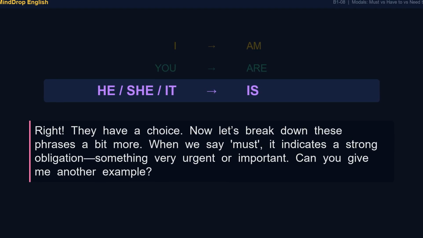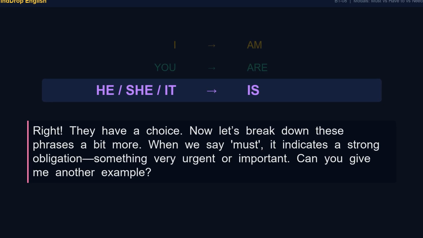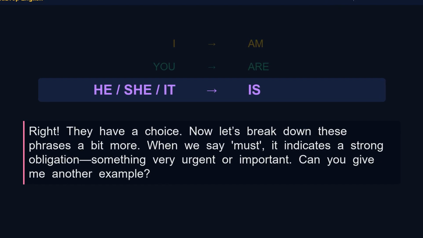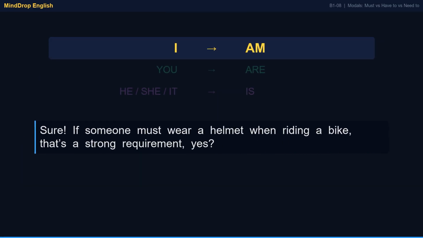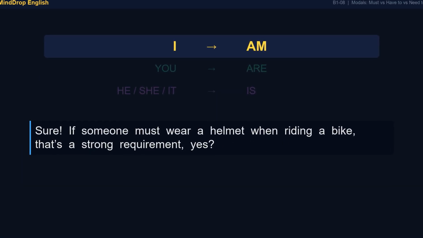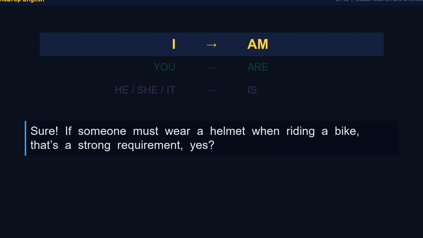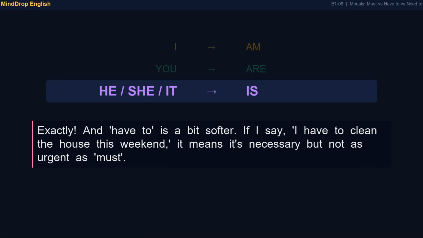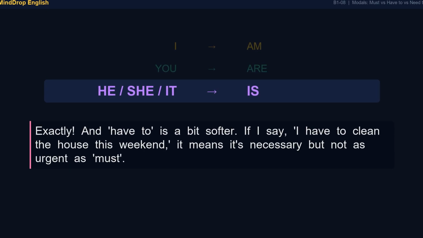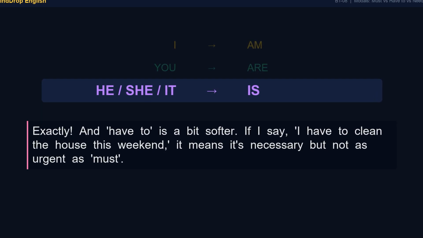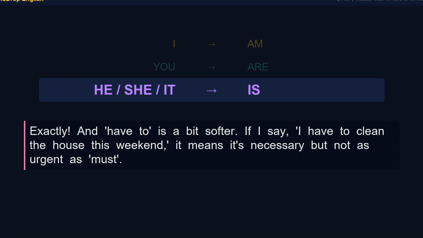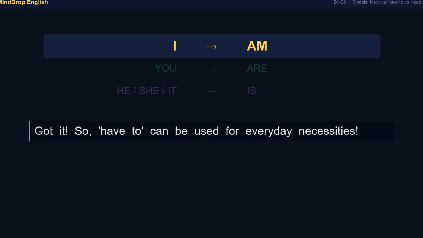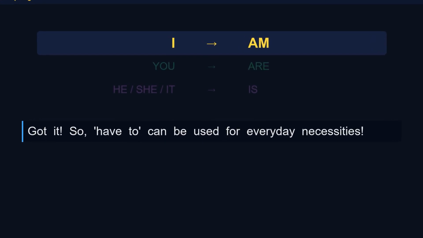When we say must, it indicates a strong obligation, something very urgent or important. Can you give me another example? Sure. If someone must wear a helmet when riding a bike, that's a strong requirement, yes. Exactly. And have to is a bit softer. If I say, I have to clean the house this weekend, it means it's necessary but not as urgent as must. Got it. So, have to can be used for everyday necessities.